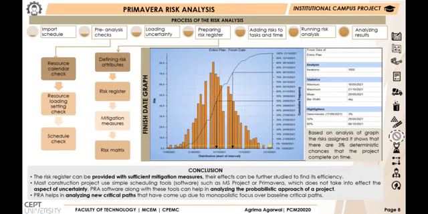This is based on the Monte Carlo simulation, and 1,000 iterations are performed for various scenarios, resulting in a precise observation of cost and duration variations. The deterministic probability of 50% and 80% is kept.